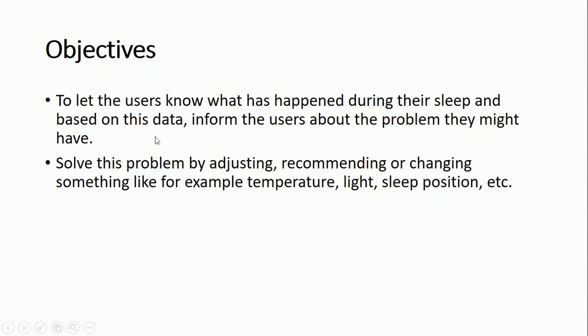So moving on to objectives, just a quick overview. Our objective is to let the users know what has happened during their sleep, and based on this data, we need to inform the users about the problem they might have. For example, we can inform them about the sleep apnea that they might have. Second objective, after we know what the user's problem is, we solve this problem by adjusting, recommending, or changing something, like for example temperature, light, or sleep position.